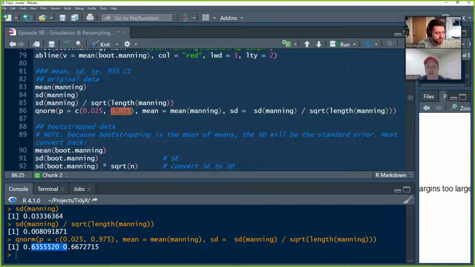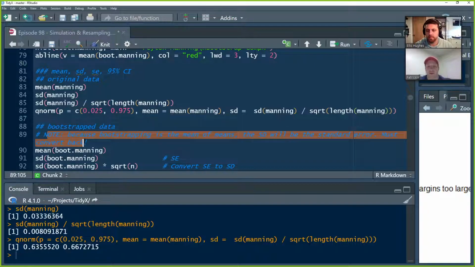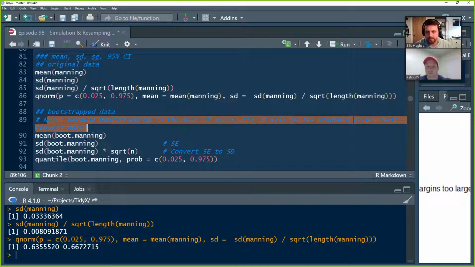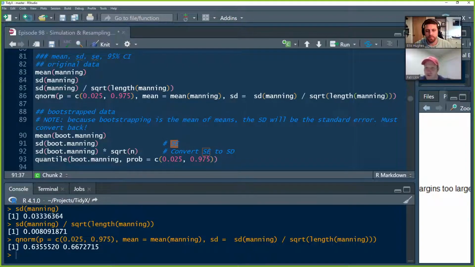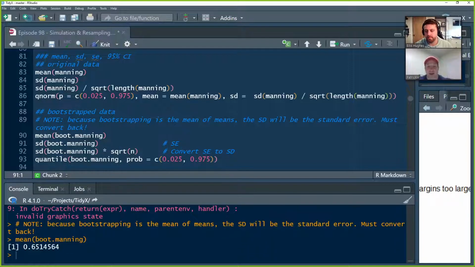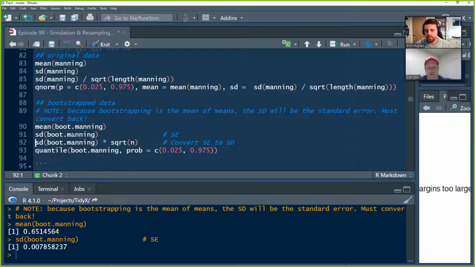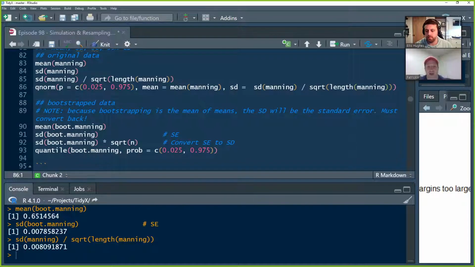Now, I did make a note here, which is important to keep in mind. Because the bootstrap sample we created is a mean of means, and the standard error is the standard deviation of our means, when we run the standard deviation on this bootstrapped vector, what is being returned is the standard error. We can confirm that by running this and seeing that it will equal something similar to what we had for the standard error in line 85, and we're pretty darn close.